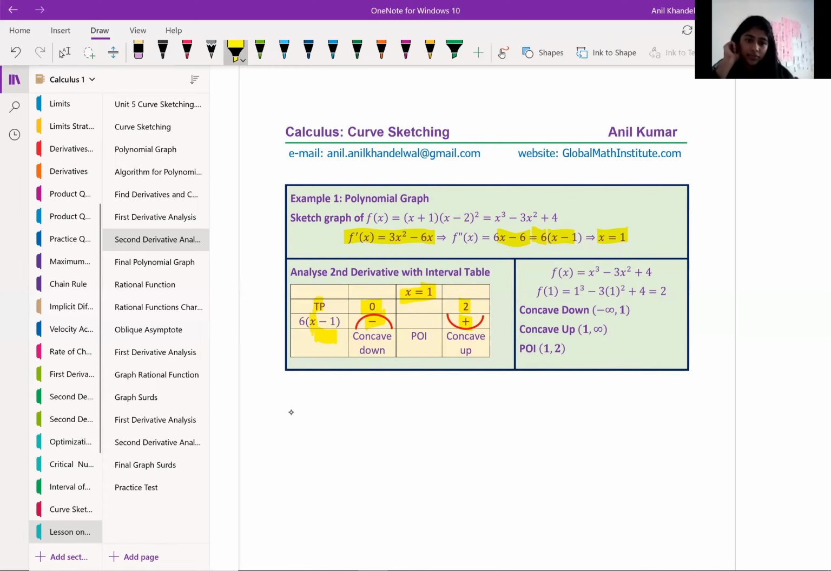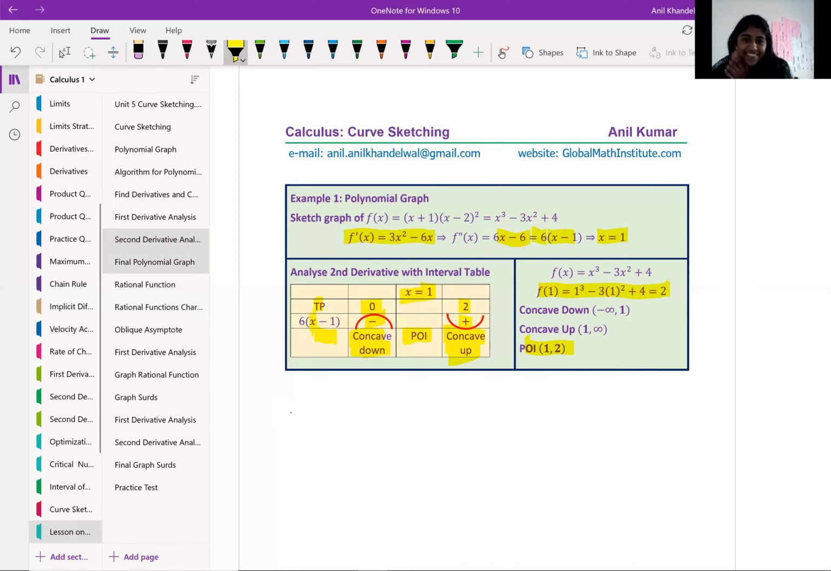0 minus 1 is negative. You get a negative value. And the negative sign tells us that it's concave down, and the positive sign tells us it's concave up. Perfect. So in between that change of concavity from down to up, we have a point of inflection at x equals 1. Perfect. So find the value at 1. You know it is 2. A point of inflection is at 1, 2. Done. So we have everything required to sketch the graph now? Yeah.